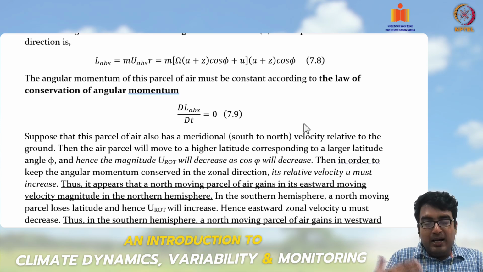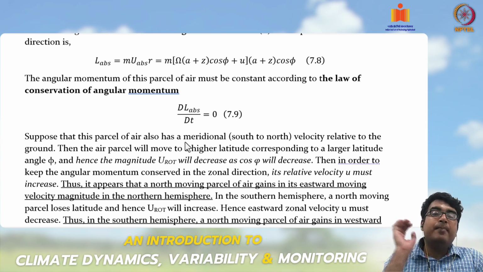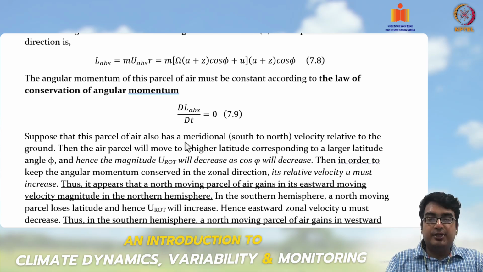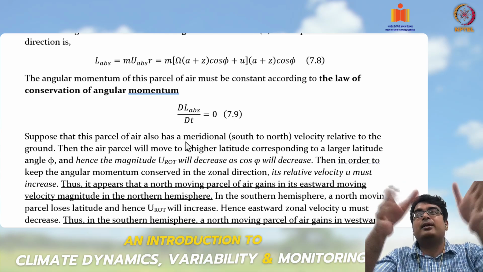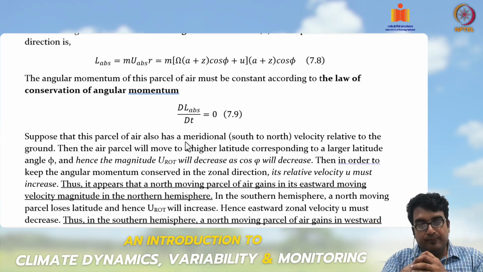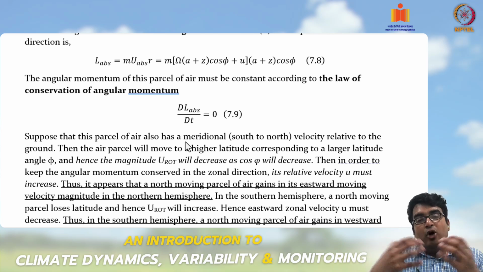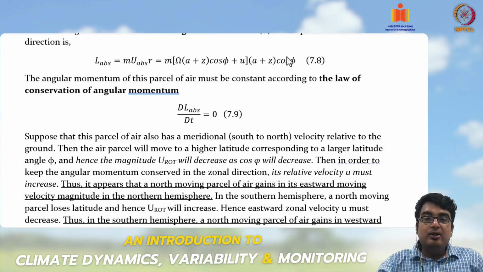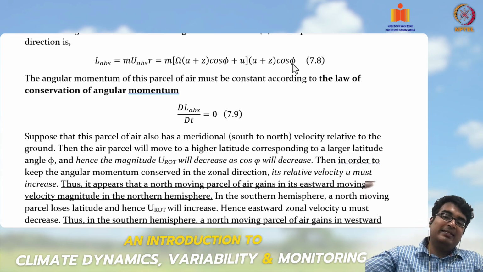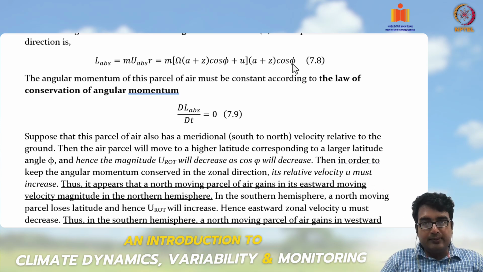Now let's understand how the Coriolis force comes into the picture. Suppose that this parcel of air also has a meridional, south to north velocity relative to the ground. That is, this parcel of air is also moving in the south-north direction along the meridian. If it moves northward, it is moving towards a higher latitude, so phi is increasing. As phi is increasing, cos phi in this equation is decreasing. Cos of an angle, as the angle increases to 90 degrees, is going to decrease.